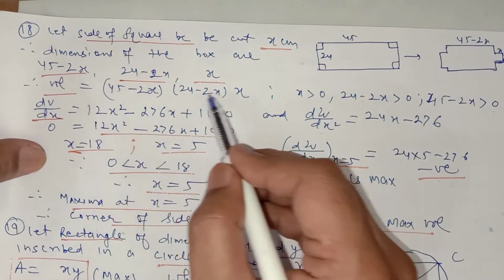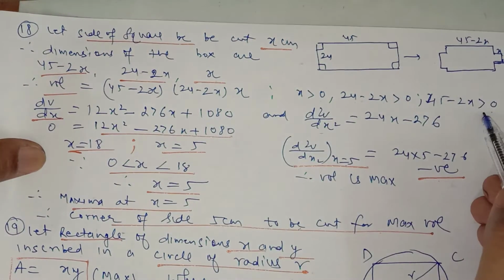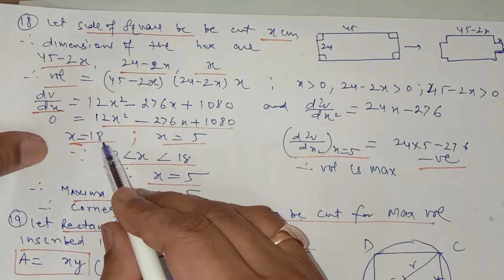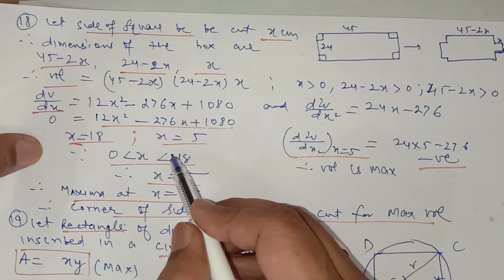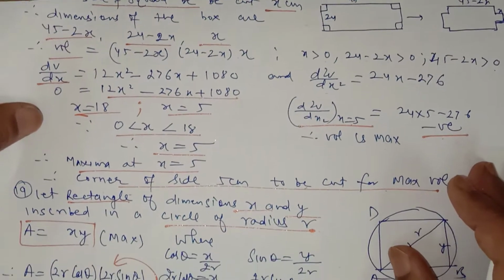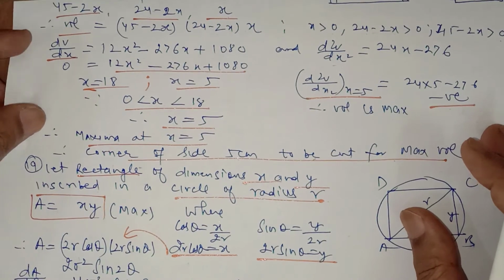Volume is equal to length into breadth into height, and this is the condition, all should be greater than 0. Find its first derivative, put it equal to 0, you get the value of x as 18 and 5, and the second derivative is coming out to be negative at x equal to 5, which means the volume is maximum at x equal to 5.